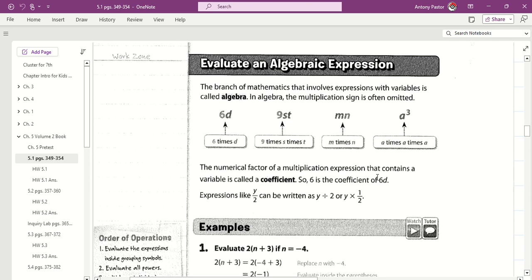So evaluating algebraic expressions, this is just a list of expressions and how they would be solved. So 6d is 6 times d. 9st is the same thing as saying 9 times s times t. mn is the same thing as saying m times n. And then a to the power of 3, or a cubed, is the same thing as saying a times a times a.